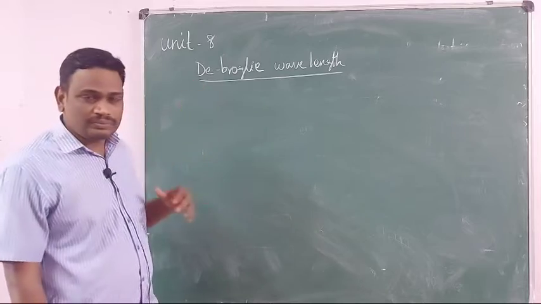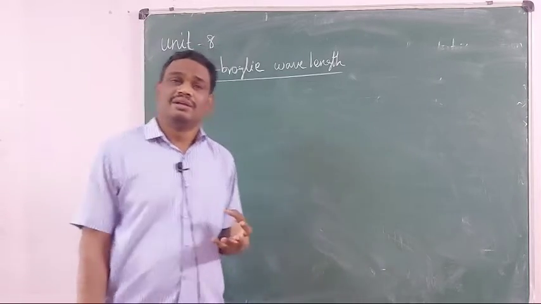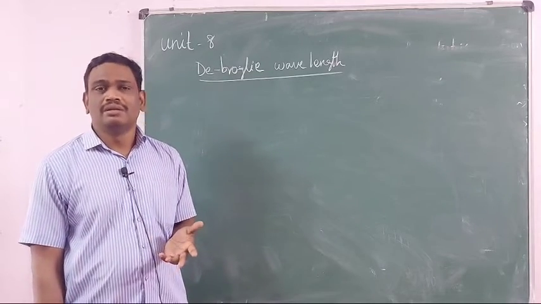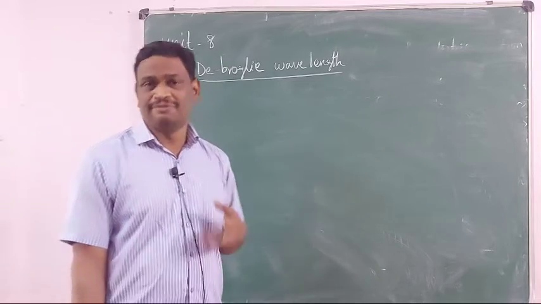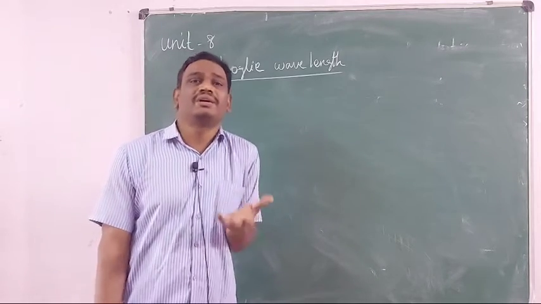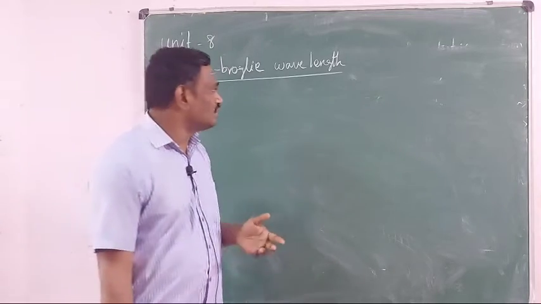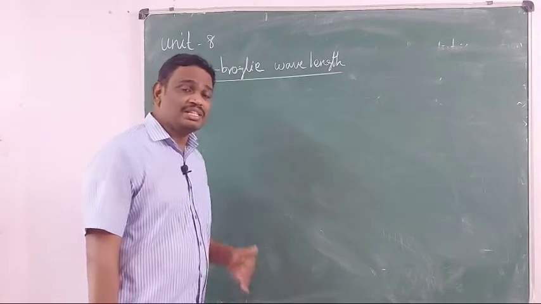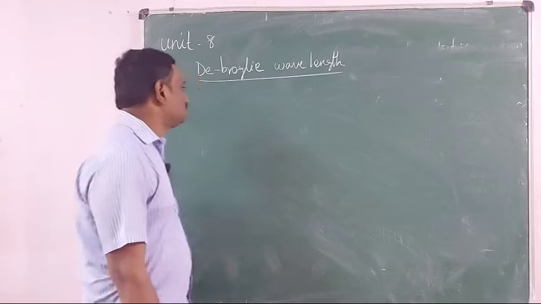According to Einstein, light behaves like a photon, a particle. See here, if a wave can behave like a particle, why can't a particle behave like a wave? That was the question of de Broglie. So he derived an expression for the wavelength of an electron.